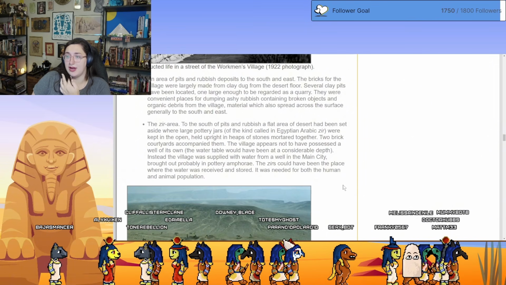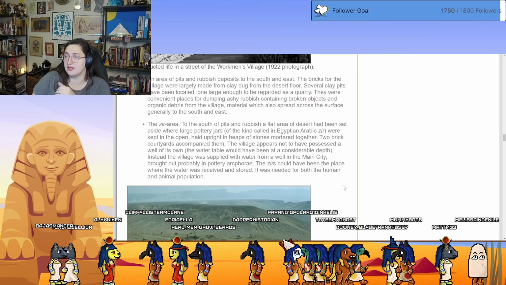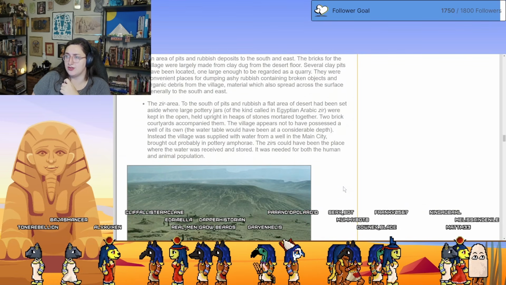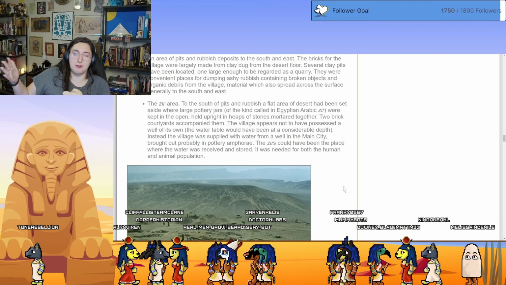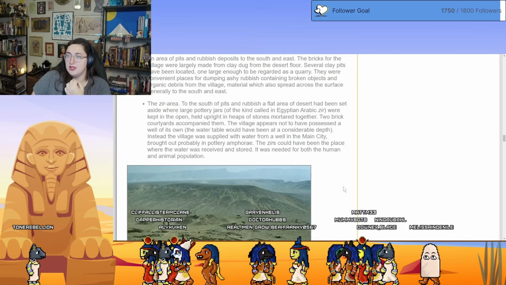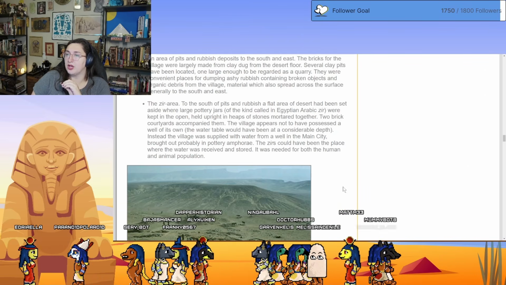The Zir area. To the south of pits and rubbish is a flat area of desert that has been set aside where large pottery jars of the kind that Egyptian Arabic called Zir were kept in the open, held upright in heaps of stone mortared together. 2 brick courtyards accompanied them.